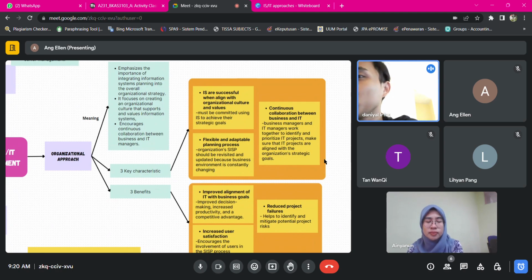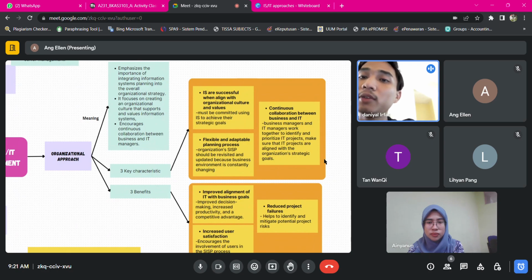And then continuous collaboration between the business and IT. So it means that business managers and IT managers need to work together to identify and determine the prioritized IT projects, and make sure the IT projects are aligned with the organization's strategic goals.